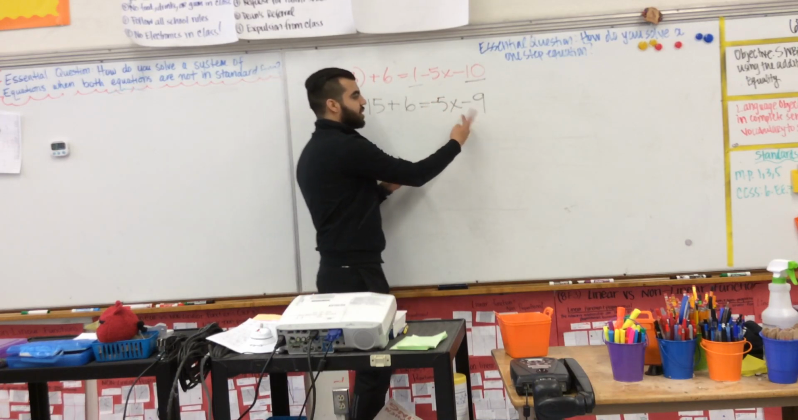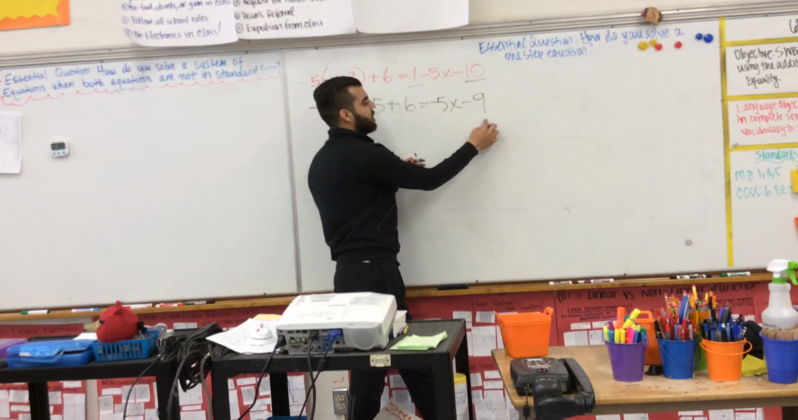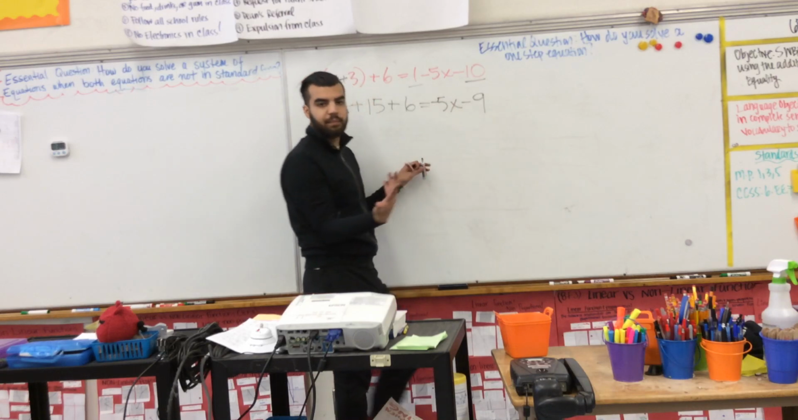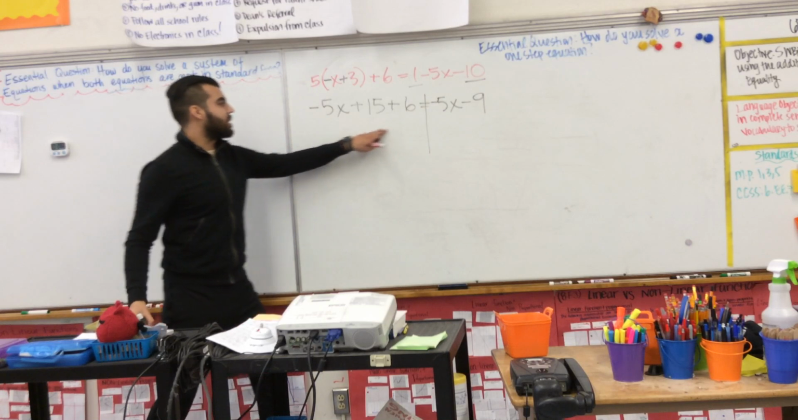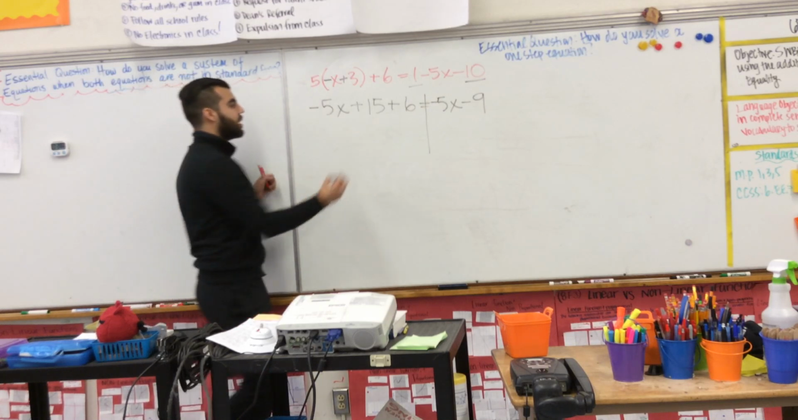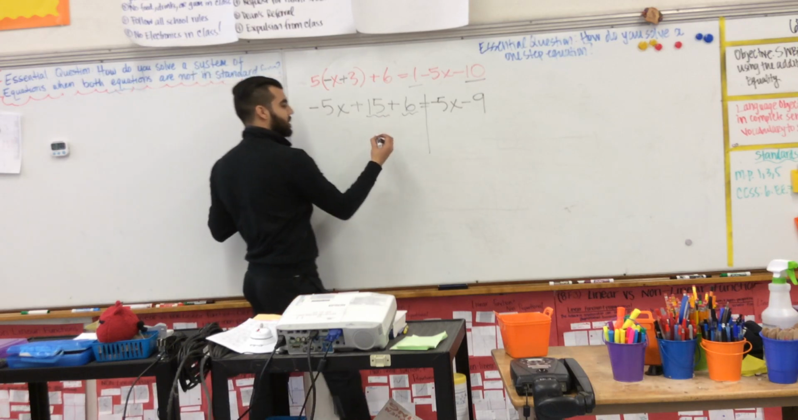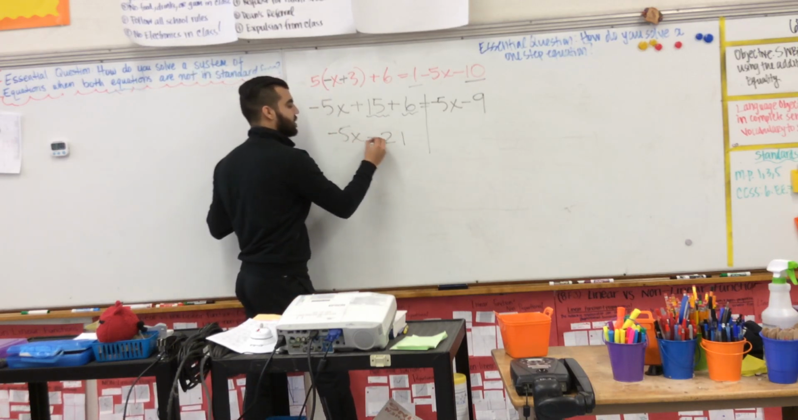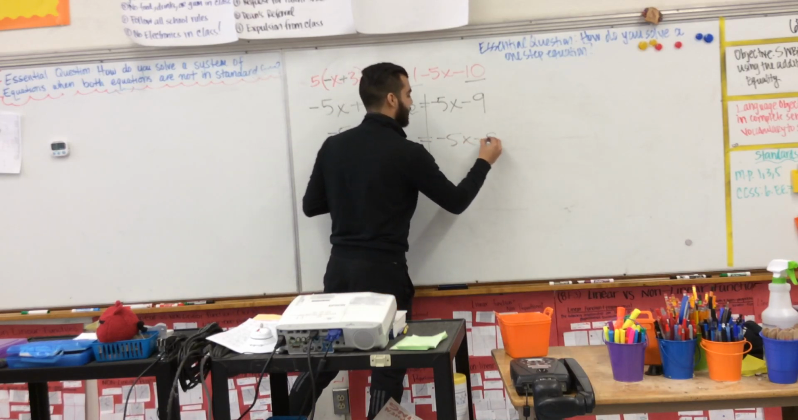And yes, the order does not matter for these. You could have the negative 9 in the front and the negative 5x back here. It doesn't matter, as long as you have the correct signs in front of them. Now, let's look at the left-hand side. Can I combine anything? Yeah, I can combine these two. 15 and 6. 15 plus 6 gives me 21. Drop the negative 5x. This was a positive 21. Equals negative 5x minus 9.